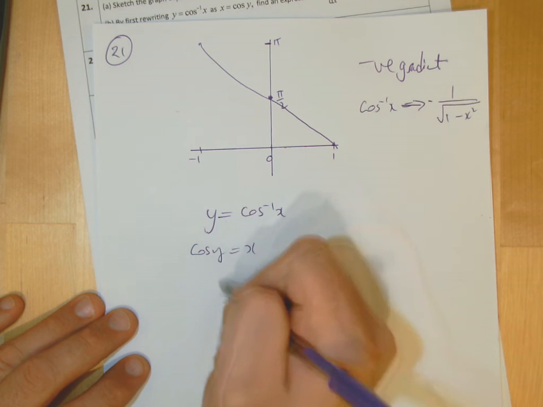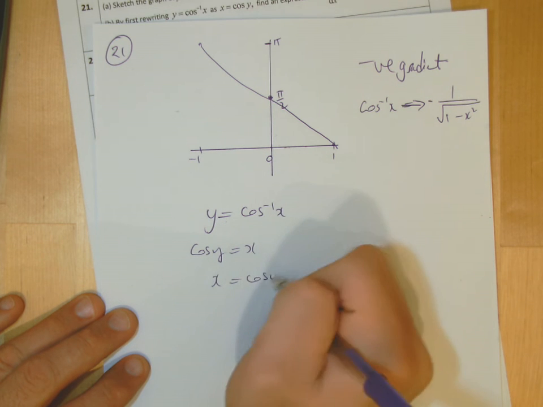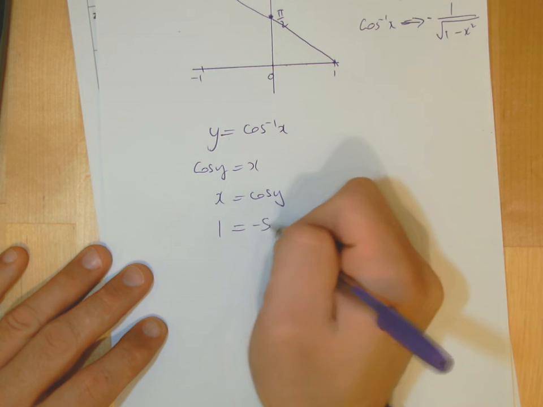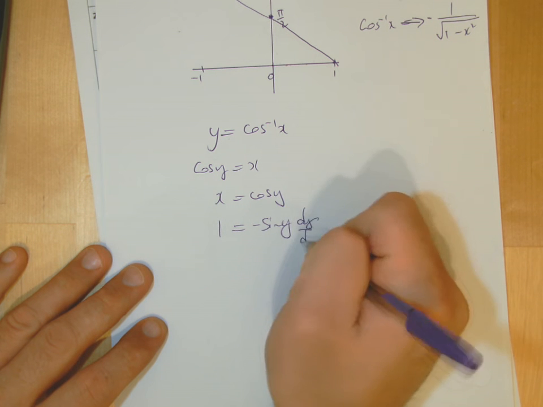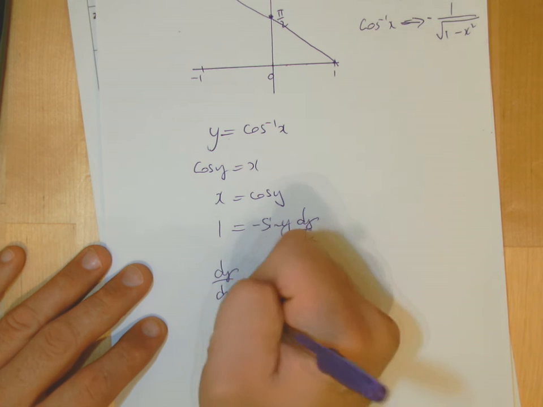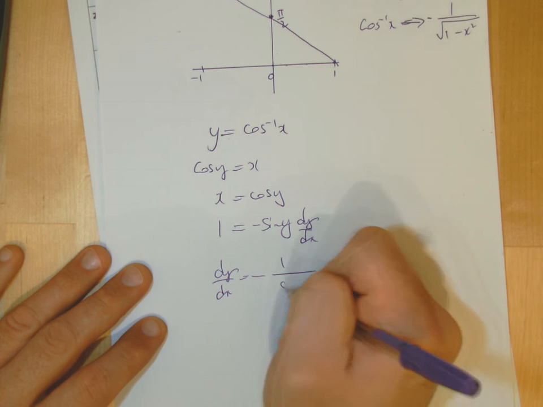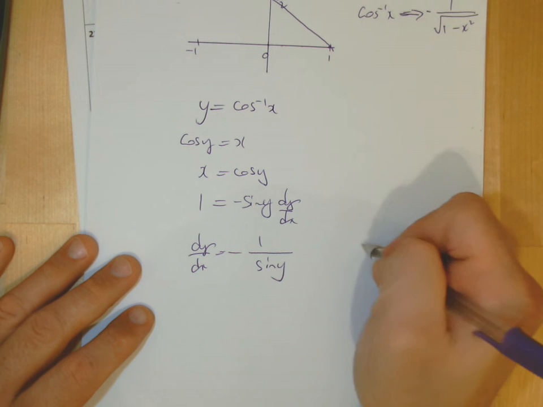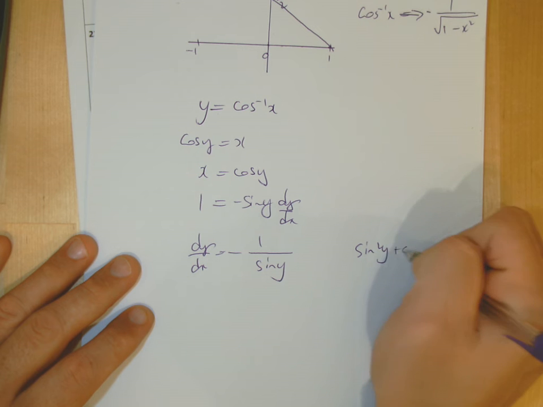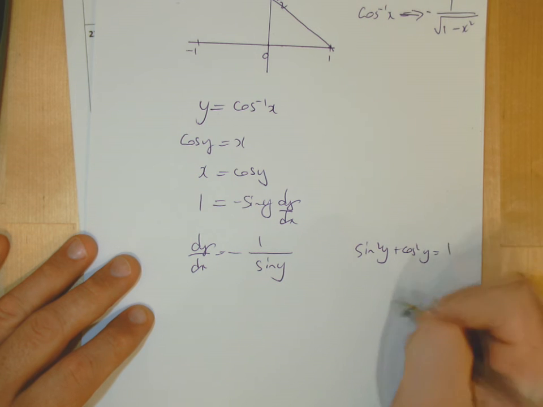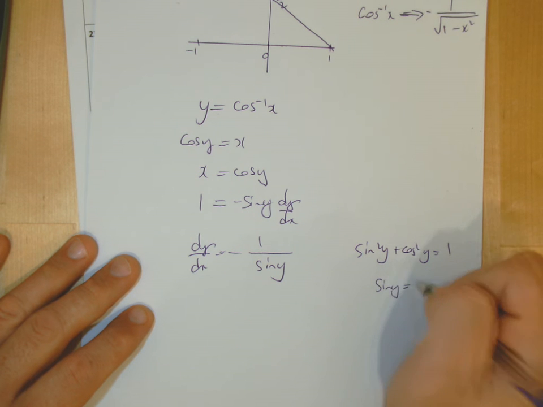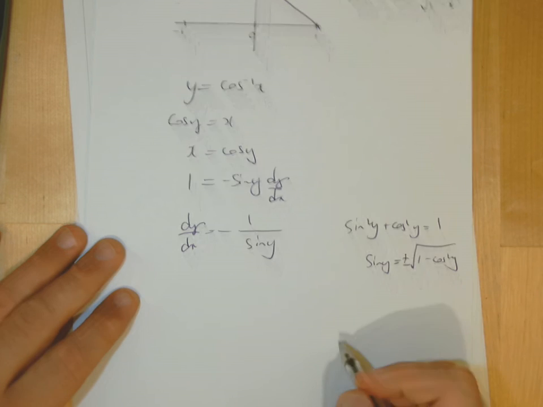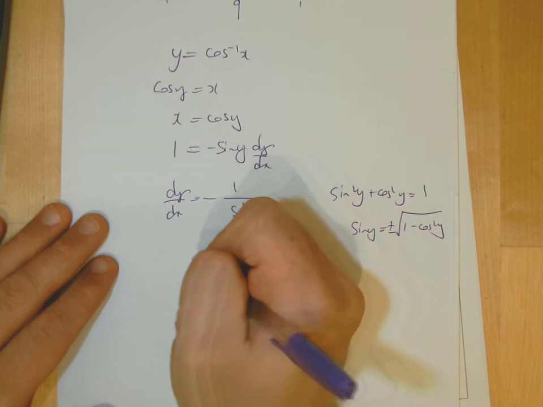When it comes into part B, take the cos inverse over, so you get cos y equals x. That's what they say, isn't it? Write it as x equals cos y. Differentiate, that becomes 1, that becomes minus sine y dy dx. So then dy dx becomes minus 1 over sine y. Same nonsense over here then, do the sine squared y plus cos squared y equals 1, and then you get sine y equals plus or minus the square root of 1 minus cos squared y when you work through all that. So what we do then is we sub that in.